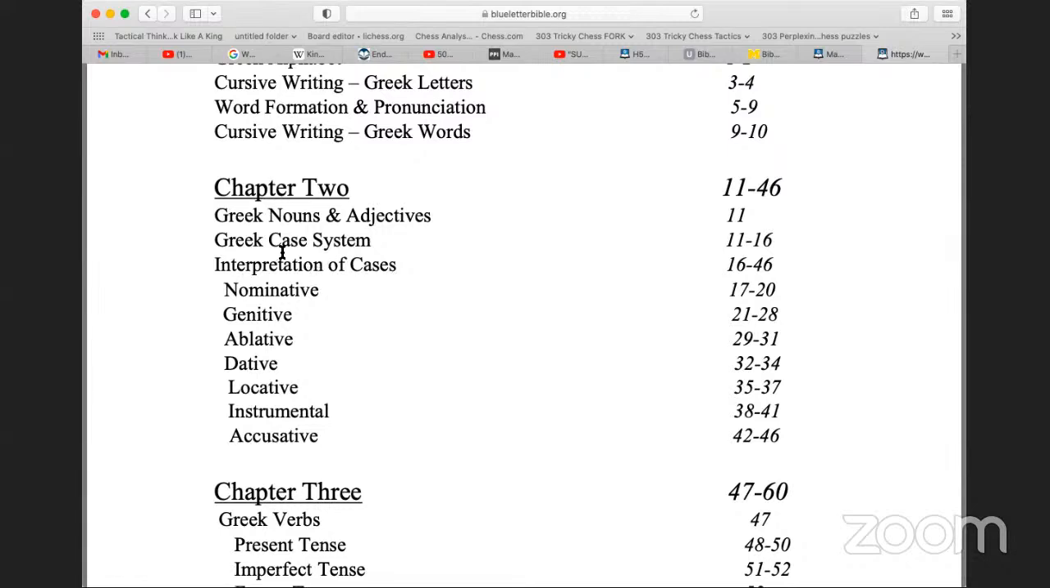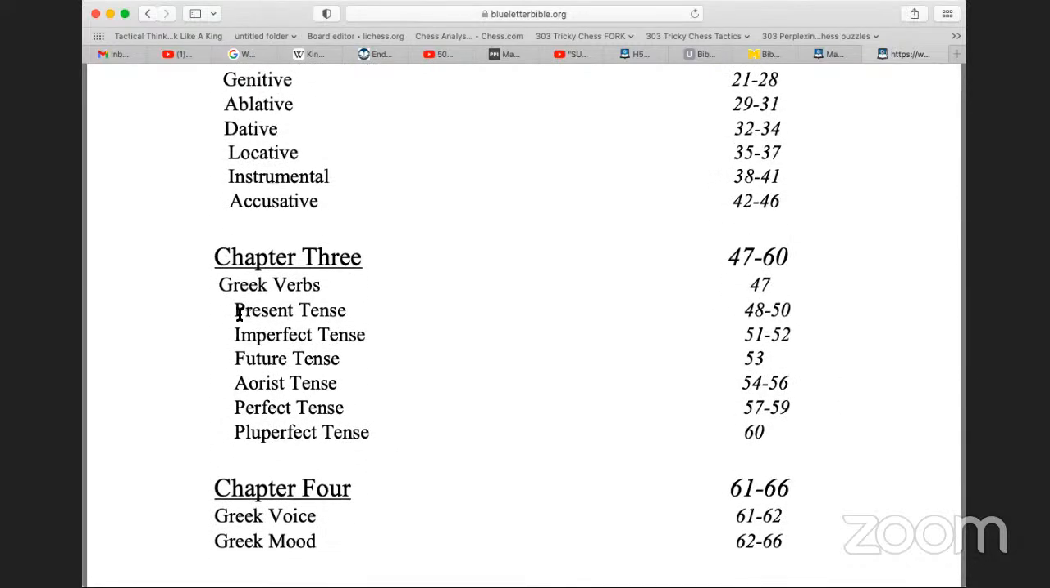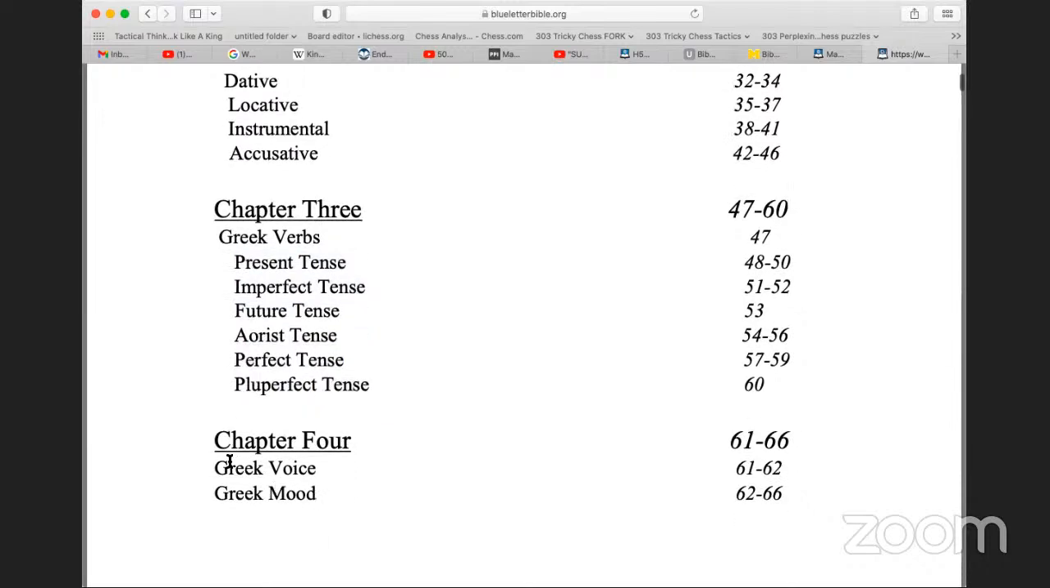Interpretation of cases, the Greek case system, Greek nouns, adjectives, verbs, past. You need this. Look, this is standard English stuff. Well, you got to know it here too. You got to know it, or you're lost. If you're reading a verb and it's intended to be a perfect tense, and you take it as aorist or past or future, you're lost. The voices, the moods, you got to know this stuff.